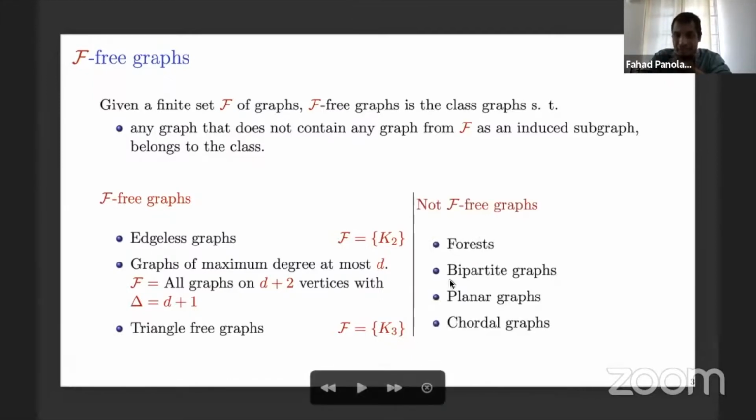And for these graph classes, forest, bipartite graphs, planar graphs, and chordal graphs, we don't have a finite forbidden induced subgraph characterization, because for forests, we should not have any cycles, so that will be infinite in number. For bipartite graphs, we don't want all odd cycles, again that is infinite in number. And you can think about the other two, they will also require an infinite number of forbidden graphs in F. So this is the definition of F-free graphs.